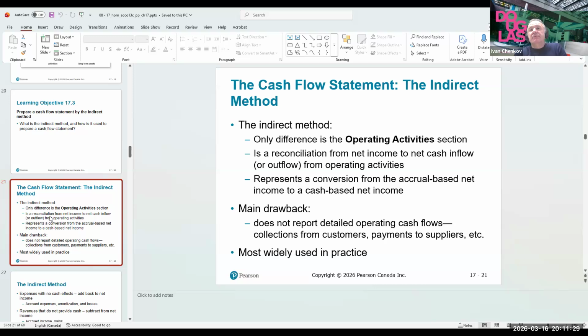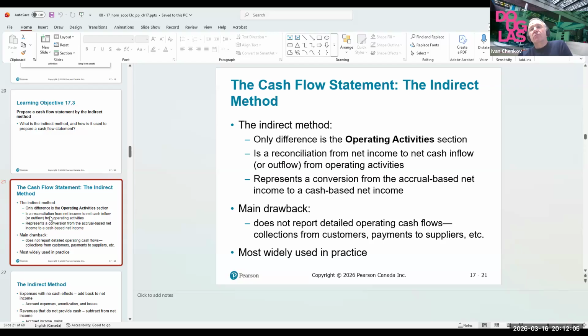This one is the reconciliation from the net income. So we're going to get the net income for the current period, which covers all the operations in the operating activity. The only thing we have to do with the net income now is convert the accrual basis net income into the cash basis net income. How are we going to do this? I'm going to explain in a second.